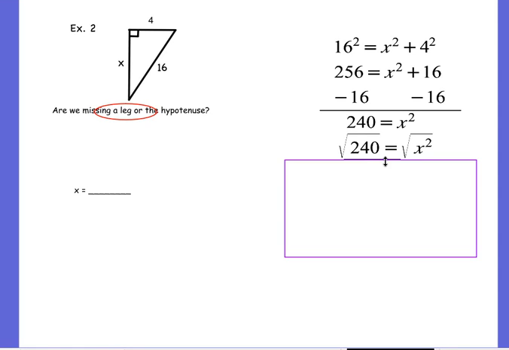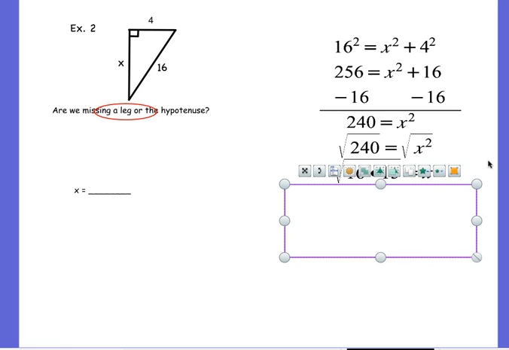You can say 240 divided by 4 would give you 60. So 4 times 60. 4 is a perfect square, but 60 is not. So perhaps 60 has another perfect square. So if we divide 60 by 4, we can get 15. So the factors that I ended up using were 16 times 15.